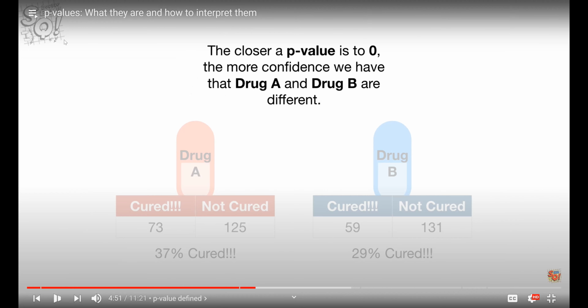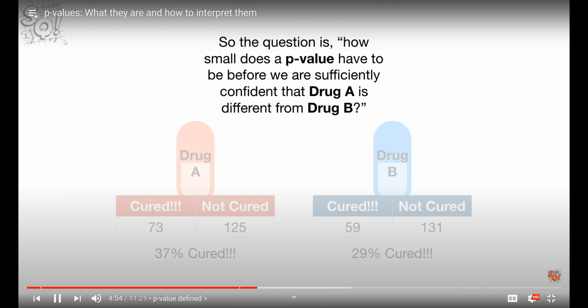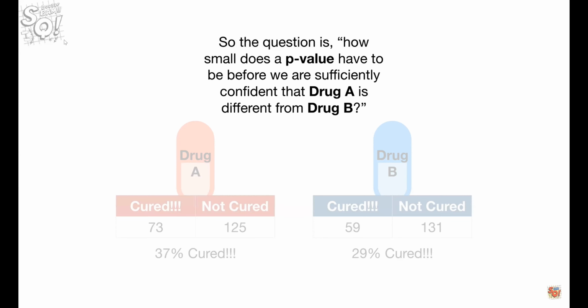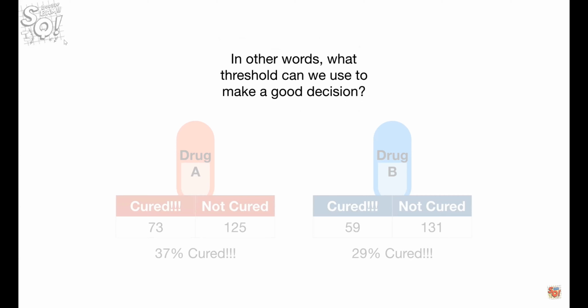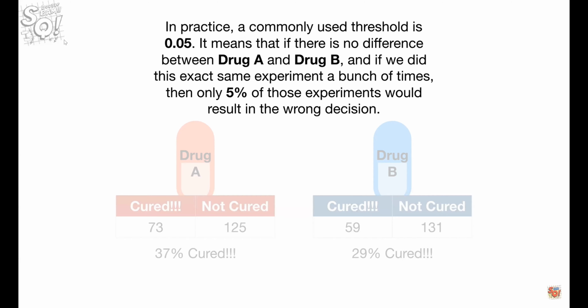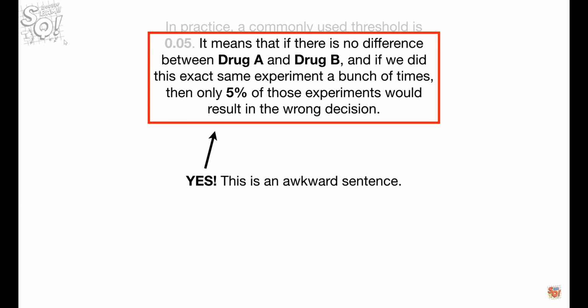All right, let's continue. So the question is, how small does a p-value have to be before we are sufficiently confident that drug A is different from drug B? In other words, what threshold can we use to make a good decision? In practice, a commonly used threshold is 0.05. It means that if there is no difference between drug A and drug B, and if we did this exact same experiment a bunch of times, then only 5% of those experiments would result in the wrong decision. Yes, this is an awkward sentence.